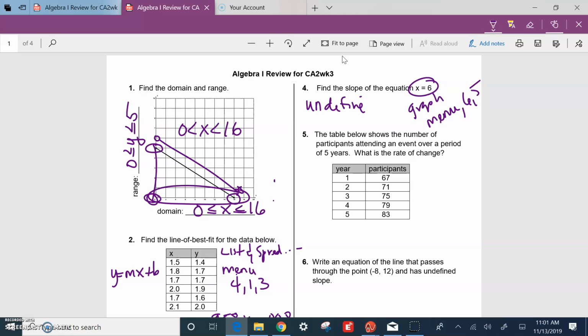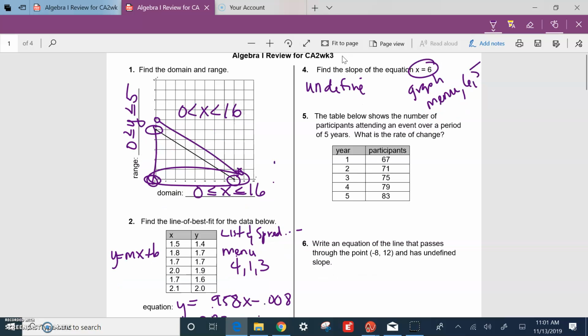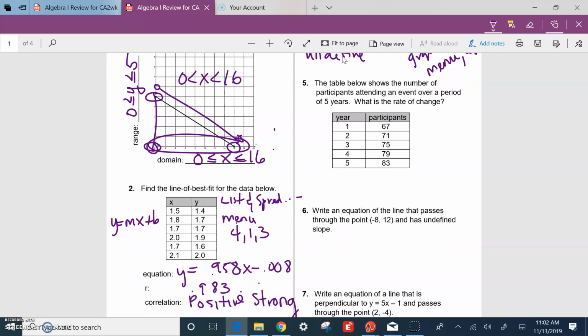All right, so let's go back to our review. Number 5, it says, the table below shows the number of participants attending the event over a period of 5 years. What is the rate of change? Rate of change is your slope. So you can either do the same thing we just did. Actually, no. You would have to do what we did here on number 2. Plug it into the calculator, then do menu 413, and slope is your m. So you would just look for the m in the calculator. That's one way of doing it.